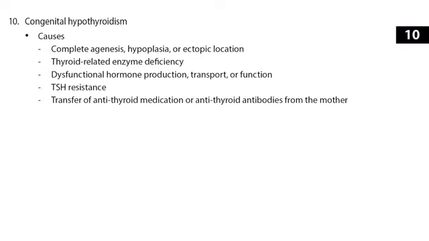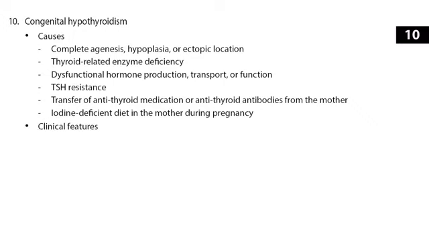And there can be transient hypothyroidism from transfer of antithyroid medication or antithyroid antibodies from the mother. And then in other countries, the leading cause of congenital hypothyroidism is iodine-deficient diet in the mother during pregnancy. And this can be transient as well. You won't see this much in the United States since our salt is iodized and a lot of other foods have iodine naturally. Generally in this country, people eat enough variety of foods and enough salt that we have plenty of iodine intake. Deficiency is occasionally seen though.